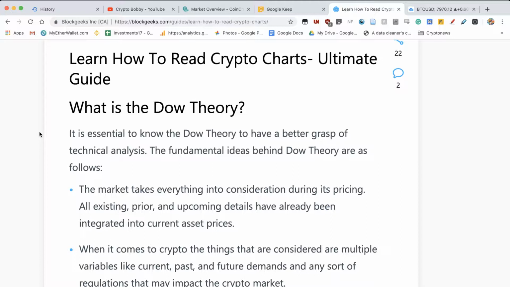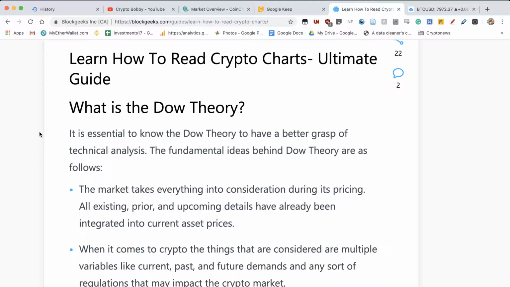Apart from that, many technical analysis and chart knowledge that you take from traditional asset classes, you can also use in cryptocurrency. It's more or less the same.